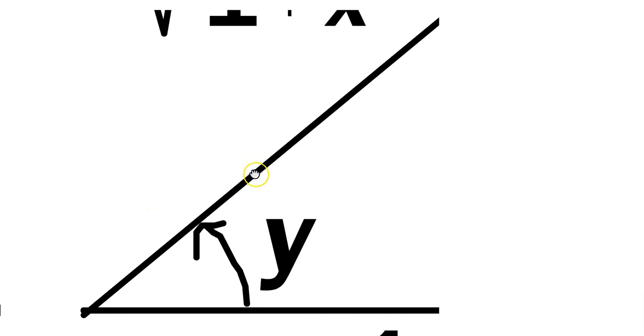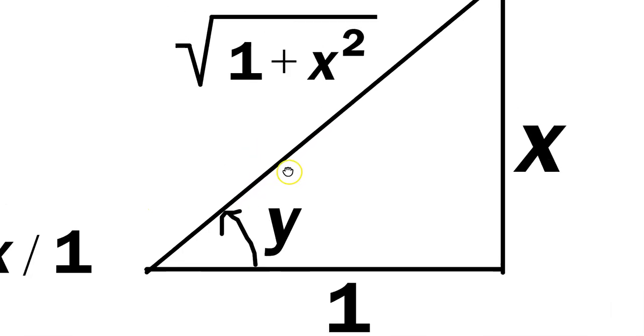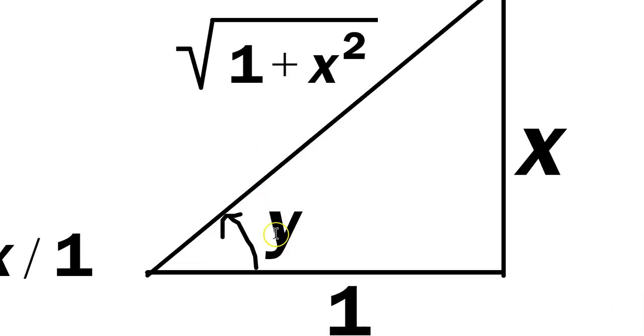So that means we can make a triangle like this triangle right here. Let me zoom in on it a little bit. Okay, look at this triangle. So y is in this position, the vertical leg is x, the horizontal leg is 1, and then by the Pythagorean theorem, you can find that the hypotenuse is the square root of 1 plus x squared. Okay, let's move on now.